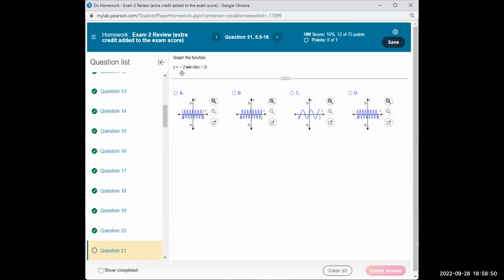Okay, now we've got an amplitude of 2, but this negative sign here means it's been reflected across the x-axis. So instead of going up like a classical sine wave, it's going to go down initially. And the period is 2 pi divided by 4 pi. That's 1/2. So your period is going to be 1/2.